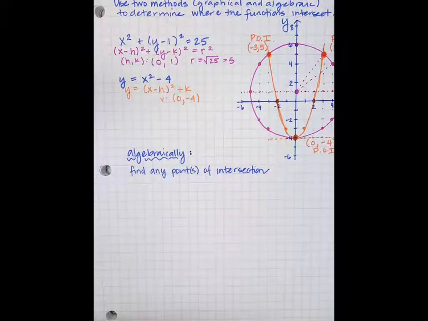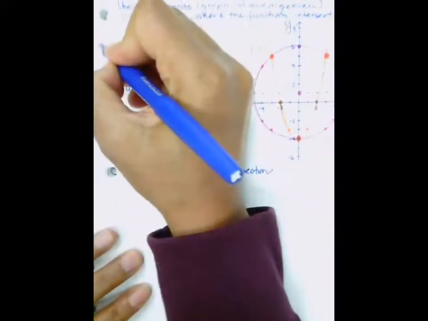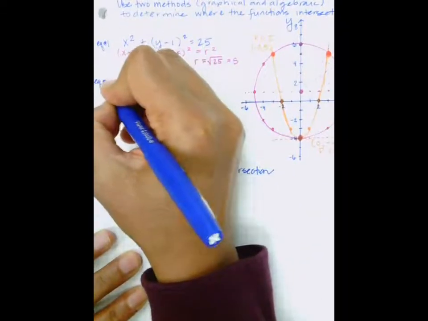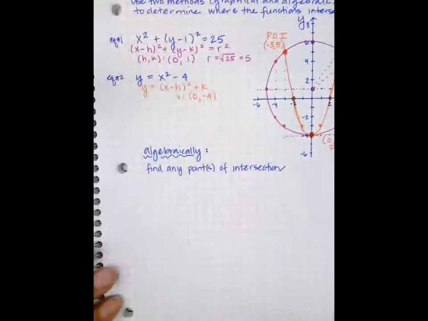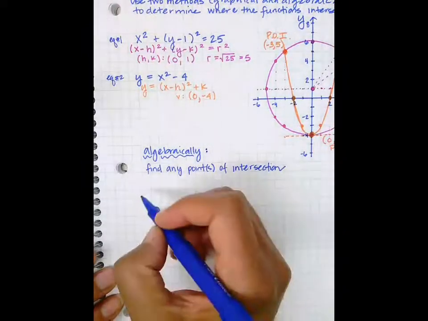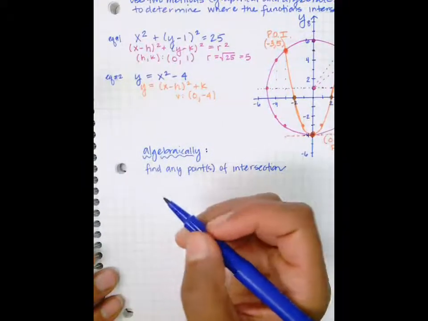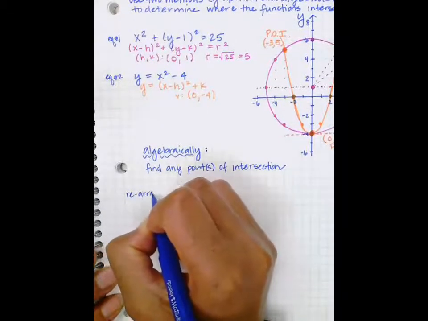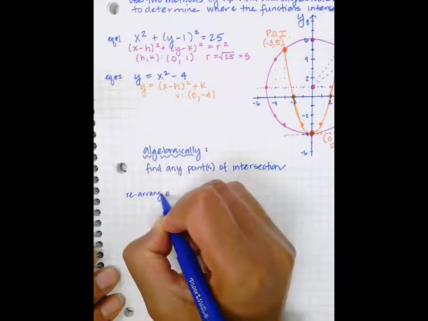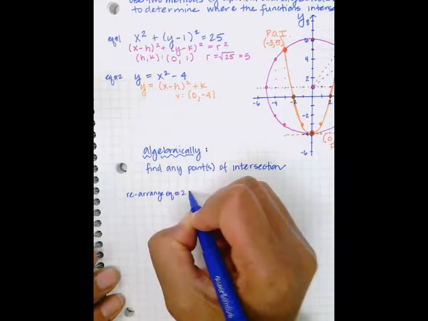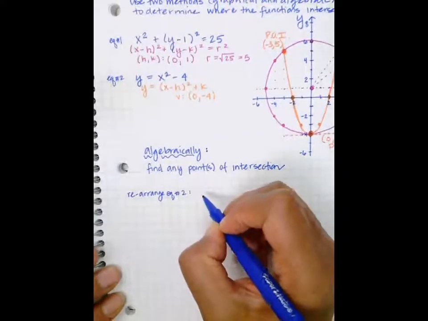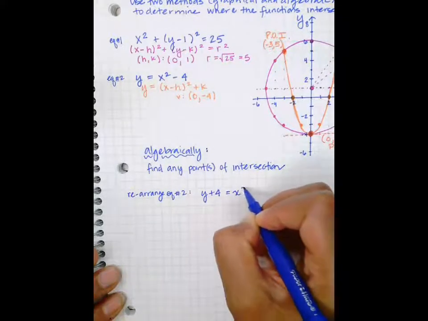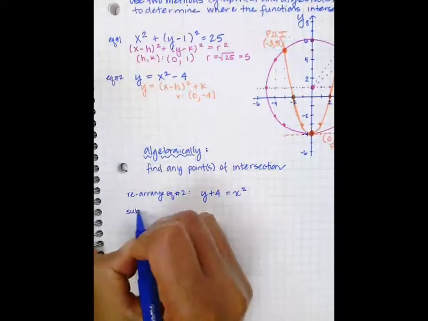Part of it is, let's just try it. I'm going to label this EQ number 1, and the other equation EQ number 2, so I can refer to each equation. I'm first going to rearrange EQ number 2. If I do that by solving for x squared, I get y plus 4 equals x squared.